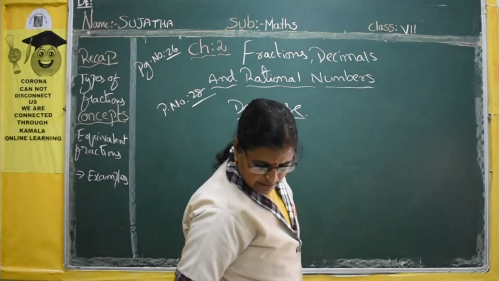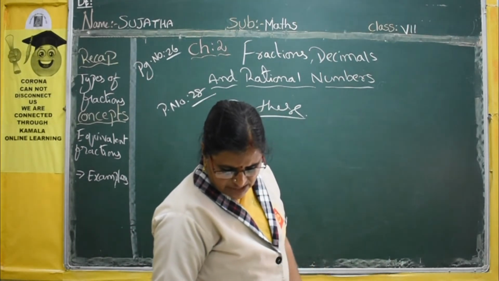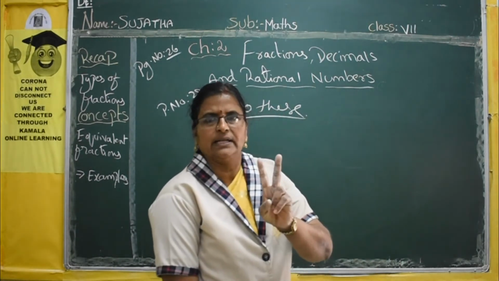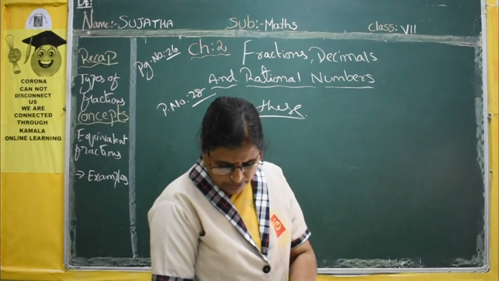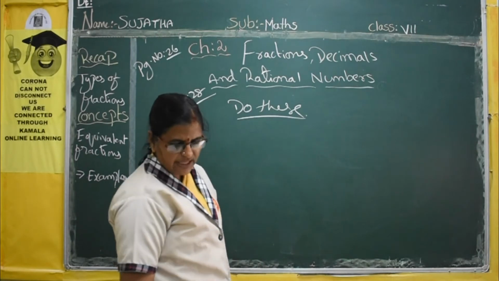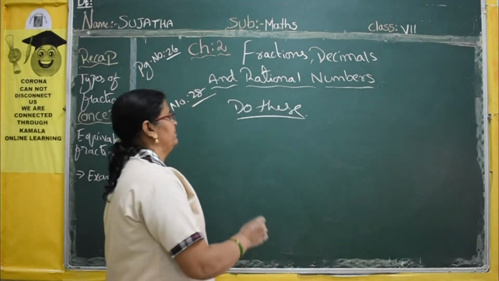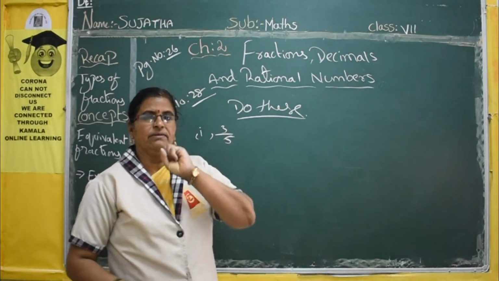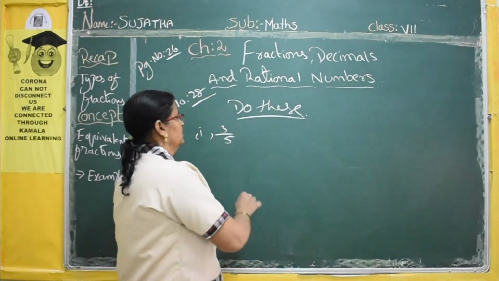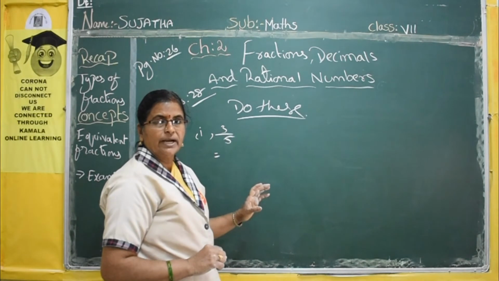Do this. Write 5 equivalent fractions. For the first bit, I will explain; the second one you have to do on your own. Write 5 equivalent fractions of 3 by 5. First bit for 3 by 5, 5 equivalent fractions you have to write. So, how will you write?